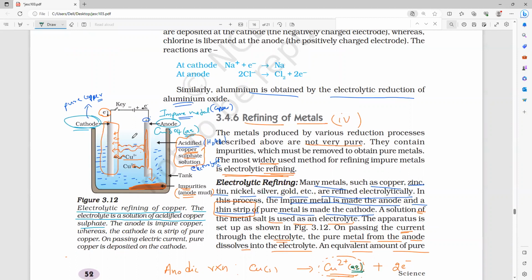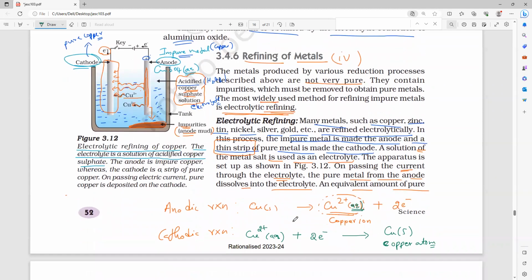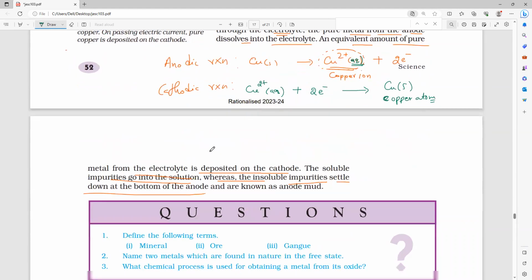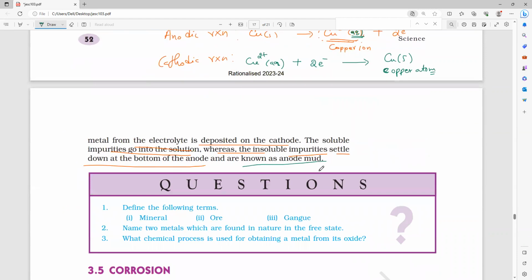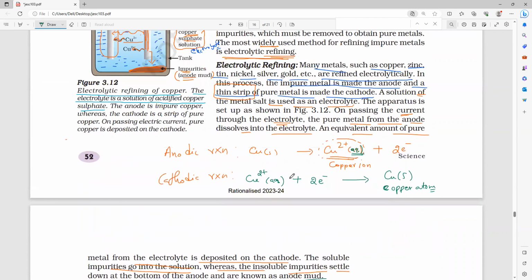So the size of the cathode keeps on increasing and the size of the anode keeps on decreasing, because the soluble copper-like substances will dissolve in the electrolyte and go towards the cathode, so the cathode size keeps on increasing. And the insoluble impurities will fall under the anode. What is that called? Anode mud. That is what you have to remember.